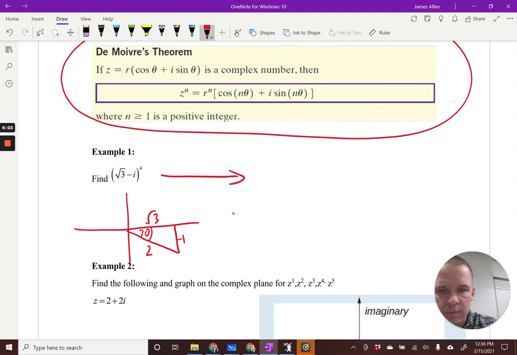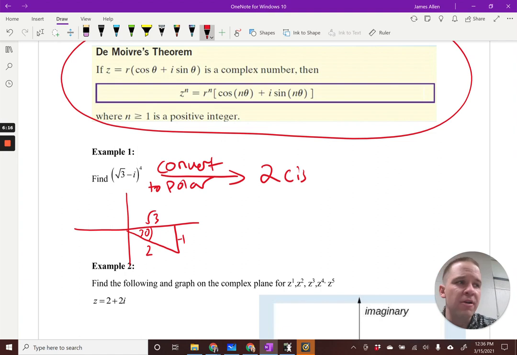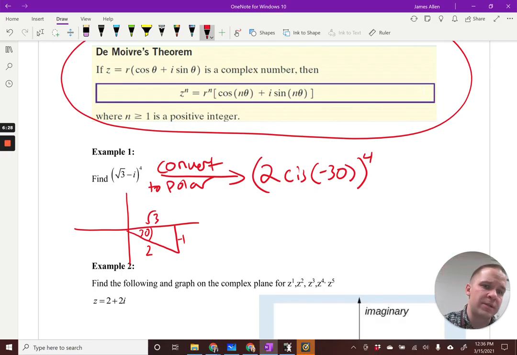So we'll convert to polar. Now I have 2 for my radius, cis, and then either I can go negative 30 or I can go positive 330. It's up to you. I'm going to keep it negative 30, and here's why. When I start dealing with multiplication, multiplying 330 by 4 and multiplying negative 30 by 4, one's a little bit easier than the other, right?